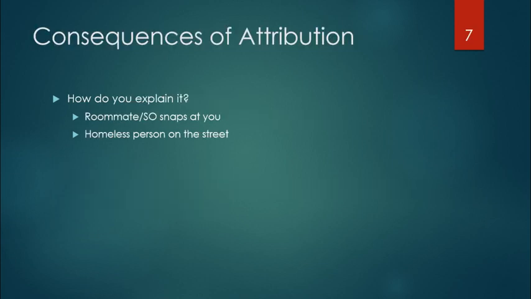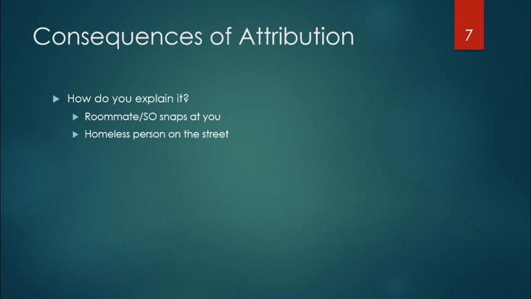All right. So that's attribution theory. That's the fundamental attribution error. So why does this matter? What are the consequences of attribution? What are the consequences of explaining other people's behavior? Well, here are a couple examples. How do you explain these behaviors?